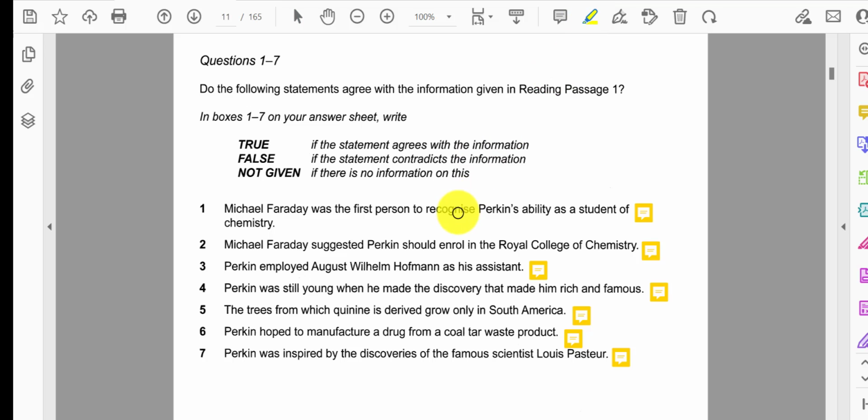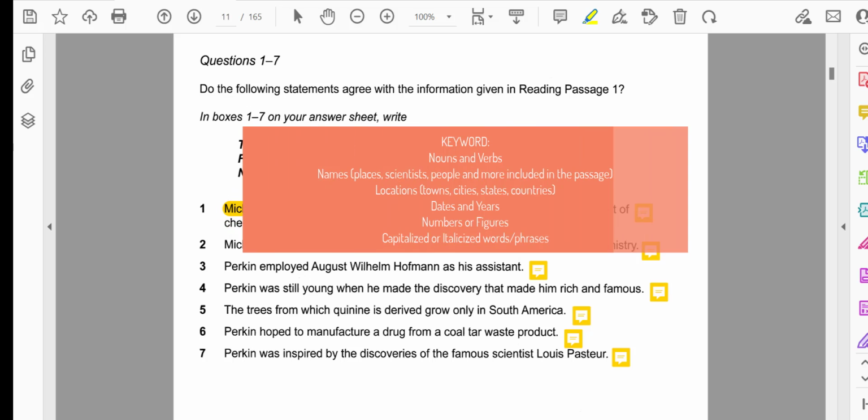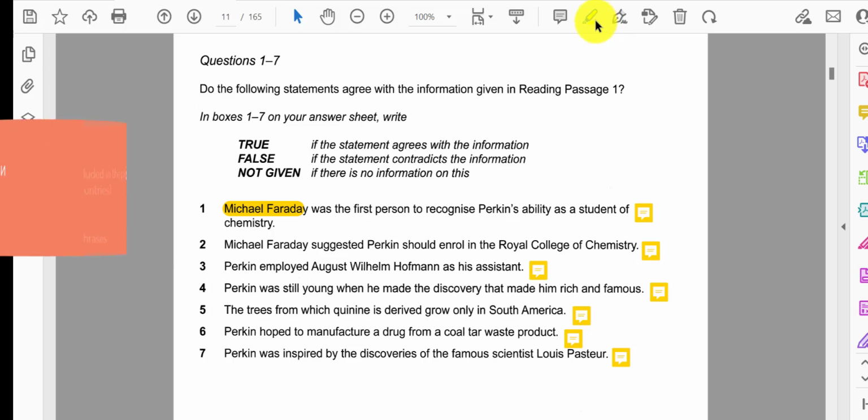After reading the question, underline keywords. What is a keyword? A keyword is a word that helps us to spot where the answer to a given question is. Keywords can be nouns, dates, numbers, long words such as communication, agriculture, words written in capital letters. In other words, the words that are to be written as they are. For example, Michael Faraday must be written as it is. It has no synonyms to be replaced. In this question, I underline Michael Faraday and Perkin as they are easy to be spotted in the passage.